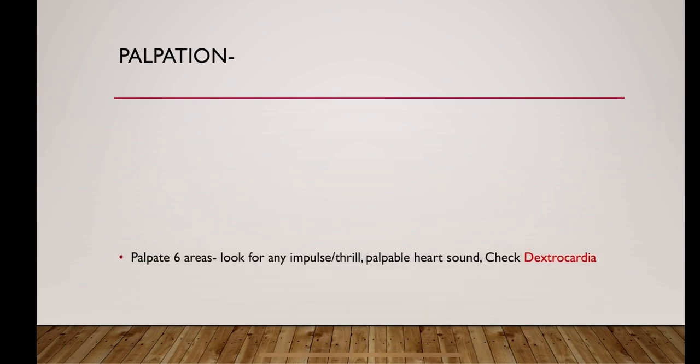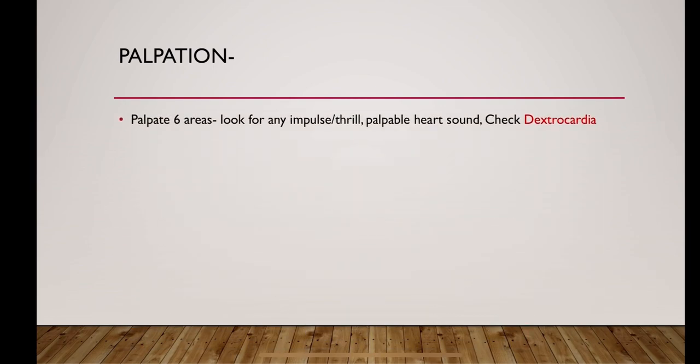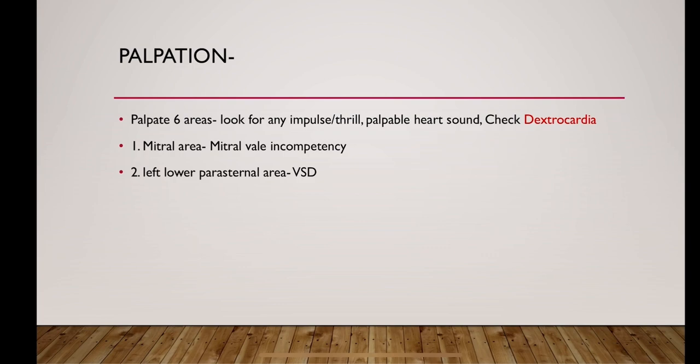Then go for palpation. Palpate all these 6 areas. Look for any impulse or thrill or any palpable heart sound. Don't forget to check dextrocardia. Try to locate the mitral area and try to assess is there any impulse or thrill present or not, because in mitral area, if there is any forceful apex or any thrill is present, it could be because of mitral incompetency. Then you have to palpate left lower parasternal area, which is tricuspid area. If there is any thrill present, it could be because of VSD.